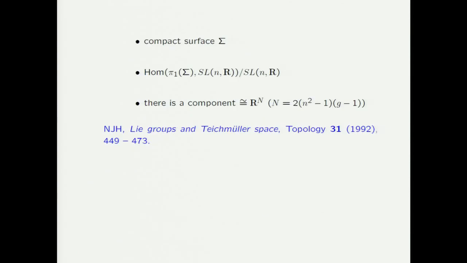So these are a situation where you have a compact surface, sigma, and you look at the character variety, the space of representations of pi 1 in the group SL(n,R), modulo conjugation. So this is, if you like, the moduli space of flat SL(n,R) connections on the surface. And it turns out that there is a component of this which is diffeomorphic to R^N, where N is some number, and is analogous to Teichmuller space. In fact, when n is equal to 2, it is Teichmuller space.